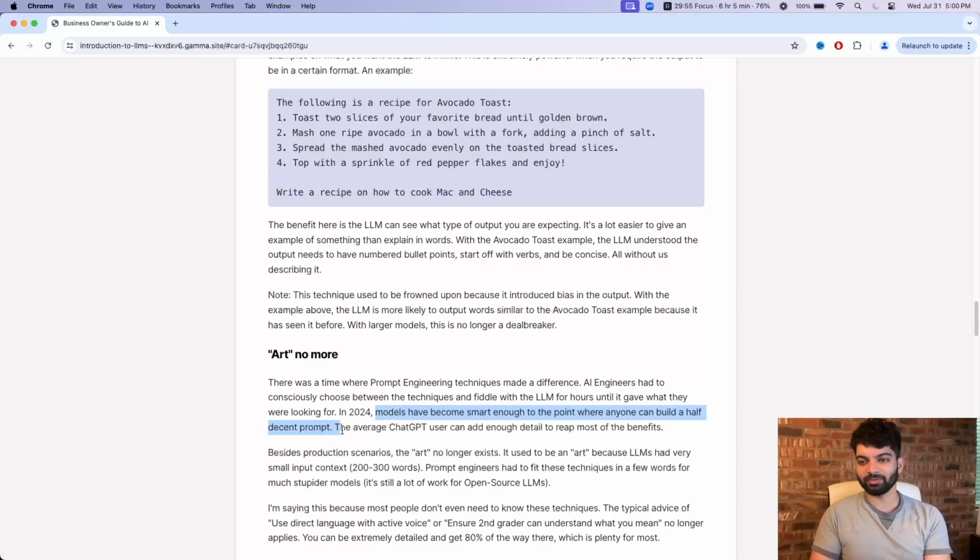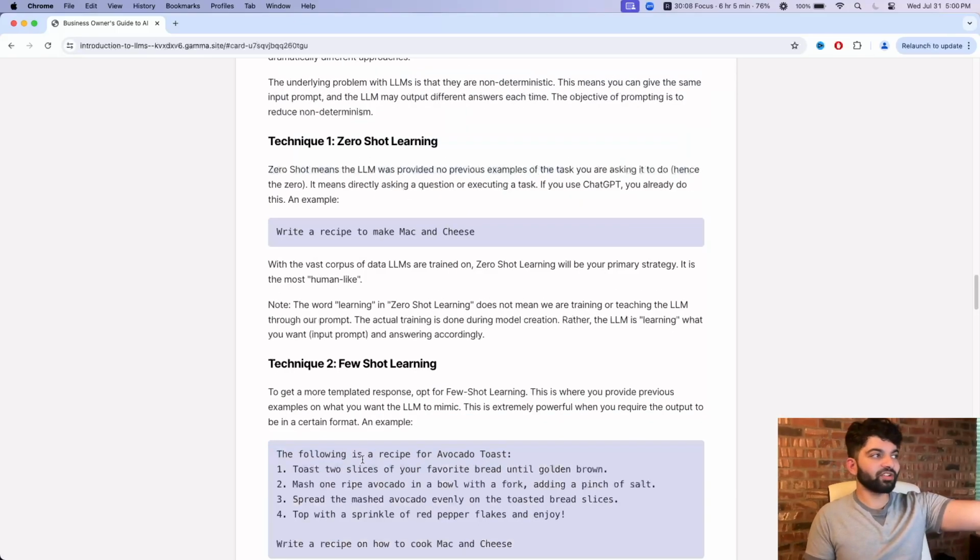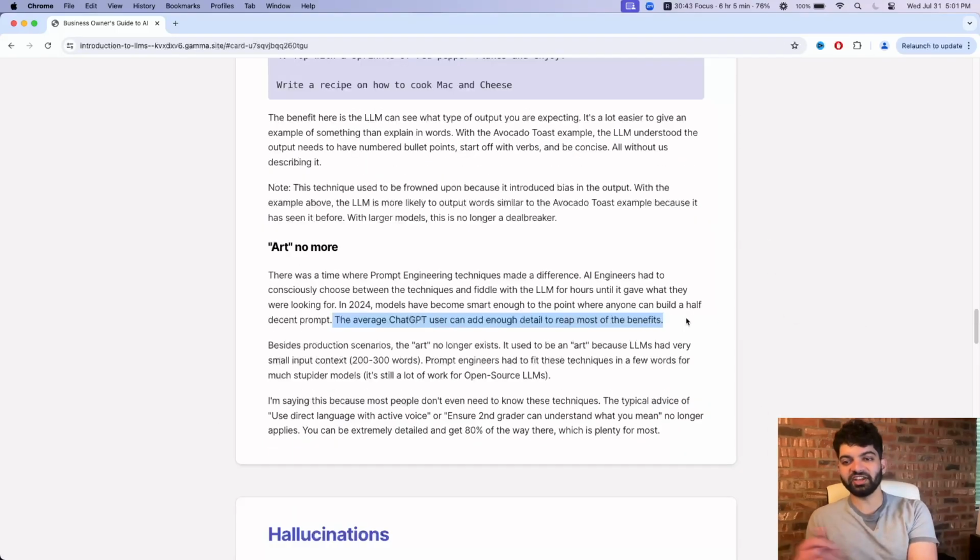The reason I'm telling you this is because you'll see videos that give 10, 20 different prompt engineering techniques. And although it might feel good that you're learning all these things, realistically, if you're building an actual AI application, or even if it's personal, you're probably just going to stick to one of these two. And even these days, there are LLMs that build prompts for you for another LLM. Besides production scenarios, the art no longer exists.